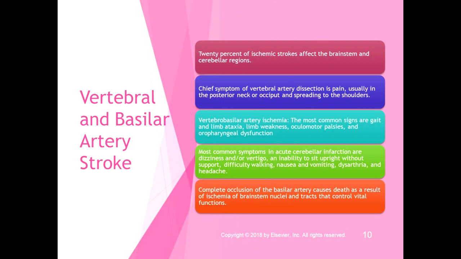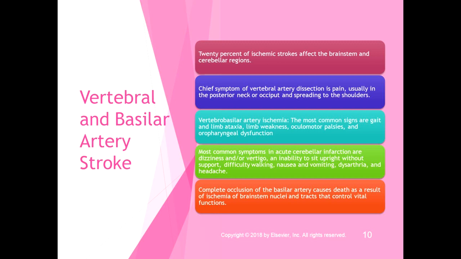So a vertebral or basilar artery stroke, 20% of ischemic strokes affect the brainstem and cerebellar regions. So the vertebral and basilar arteries supply the brainstem and cerebellar regions. So do you think it's normal that we're going to have some brainstem and cerebellar signs and symptoms? Absolutely. So the chief symptom of vertebral artery dissection is pain, usually in the posterior neck or occiput and spreading to the shoulders.